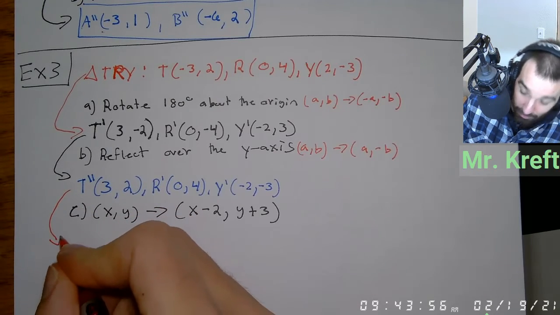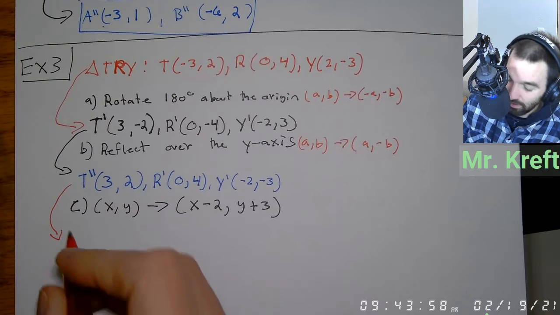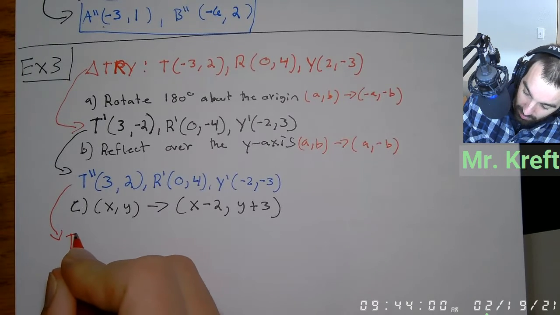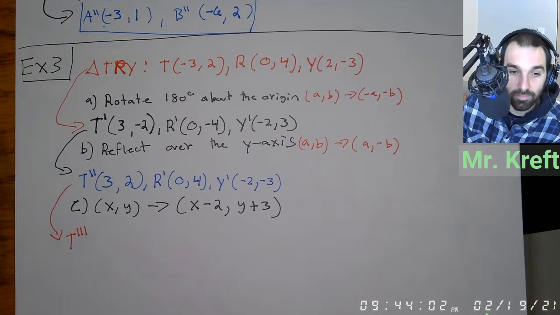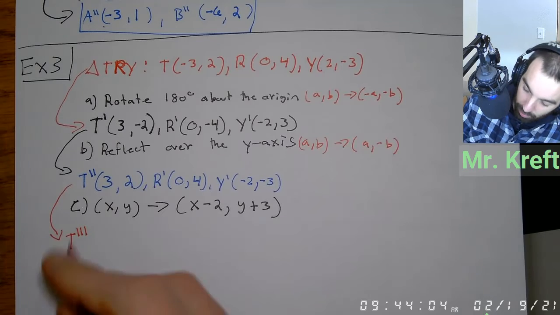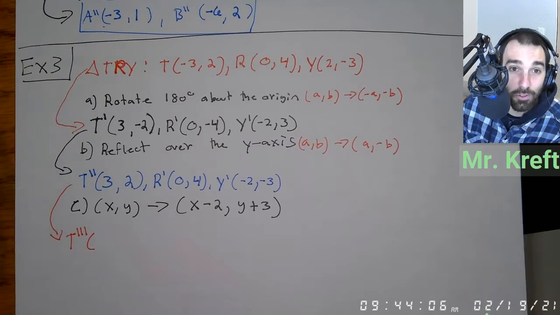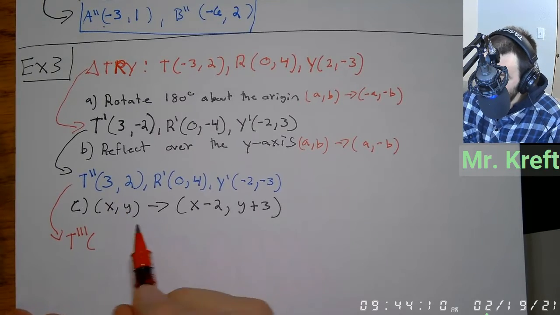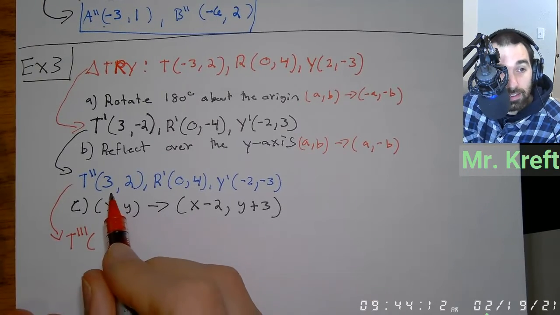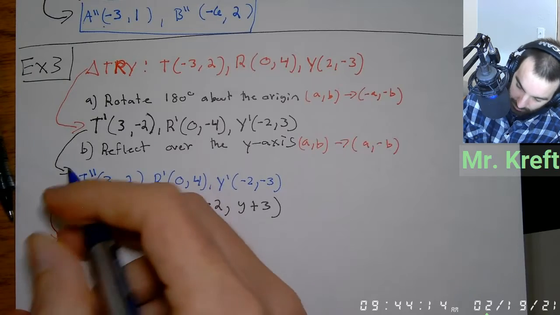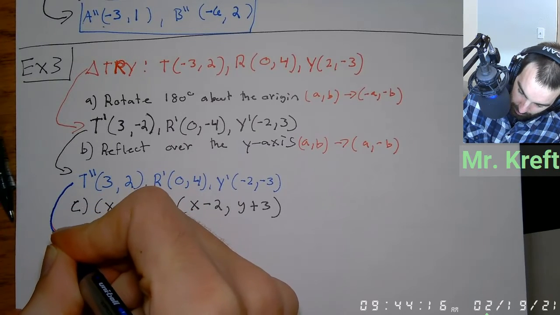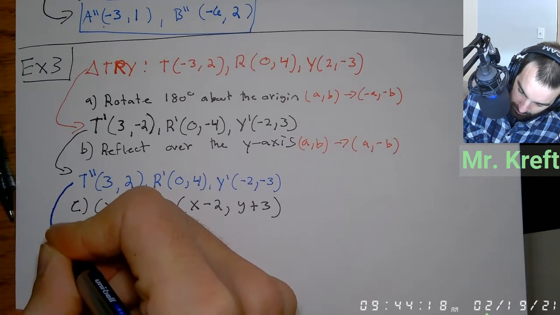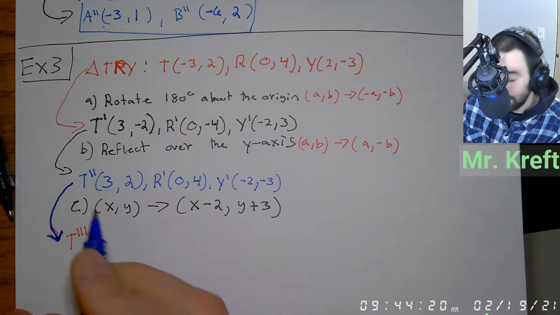For the last one, I don't have another color, so I'm just going to go red again. And this one's going to be t triple prime. We're triple prime because this is the third thing we've done. So let's take a look at what we're doing here. I'm going to take these blue, oops, I meant to go, this is blue. There we go. That looks better, right?